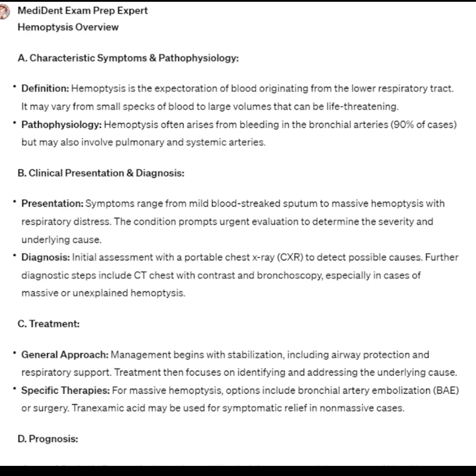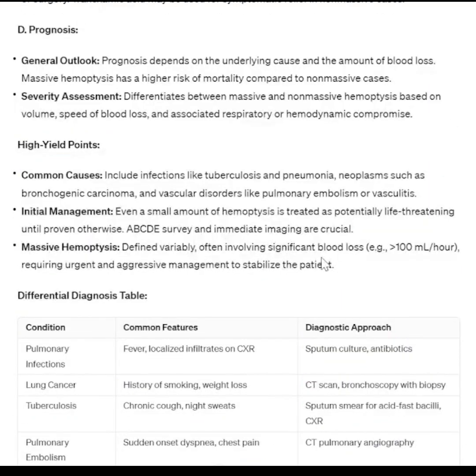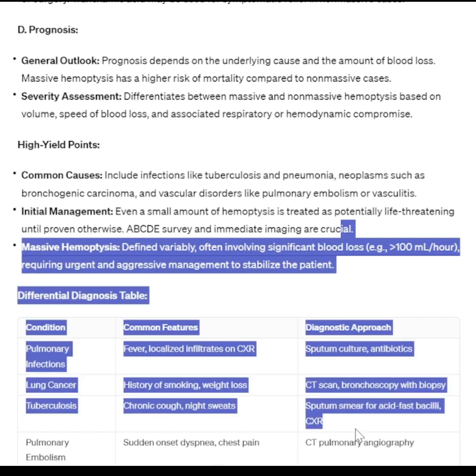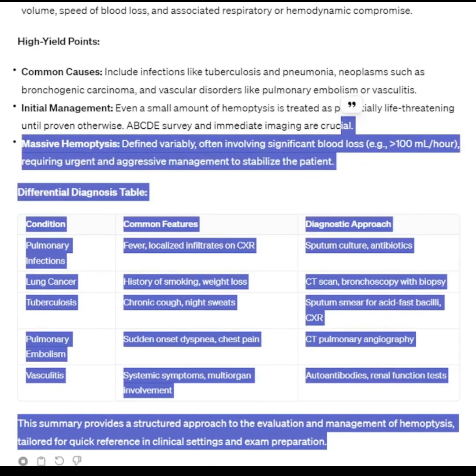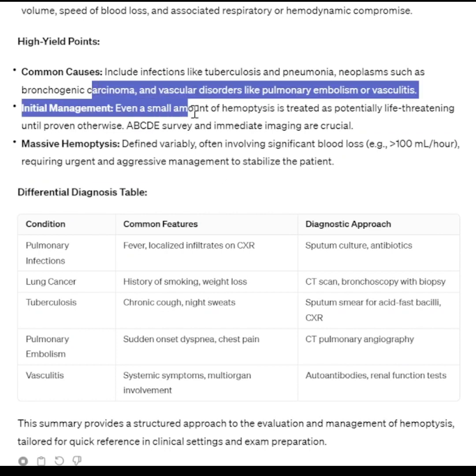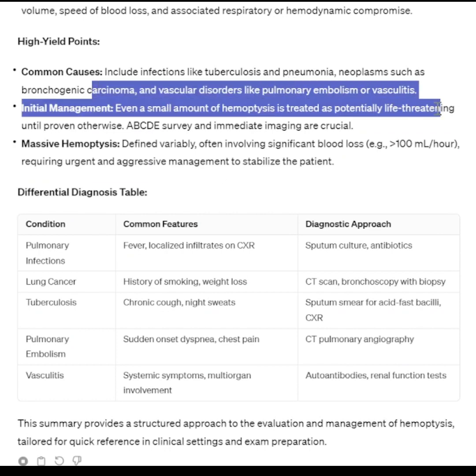D. Prognosis. General outlook. Prognosis depends on the underlying cause and the amount of blood loss. Massive hemoptysis has a higher risk of mortality compared to non-massive cases. Severity assessment differentiates between massive and non-massive hemoptysis based on volume, speed of blood loss, and associated respiratory or hemodynamic compromise. High yield points. Common causes include infections like tuberculosis and pneumonia, neoplasms such as bronchogenic carcinoma, and vascular disorders like pulmonary embolism or vasculitis.